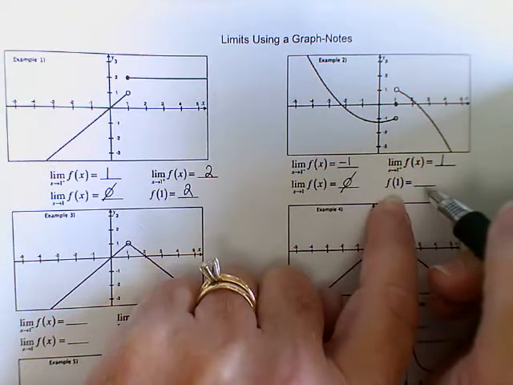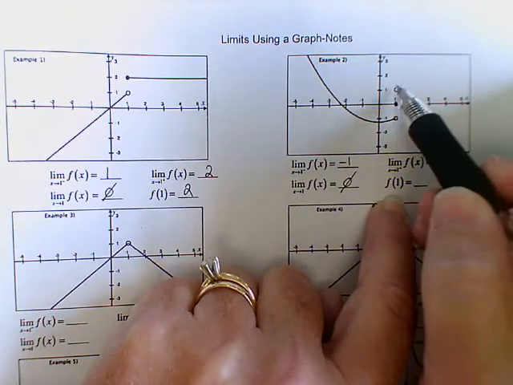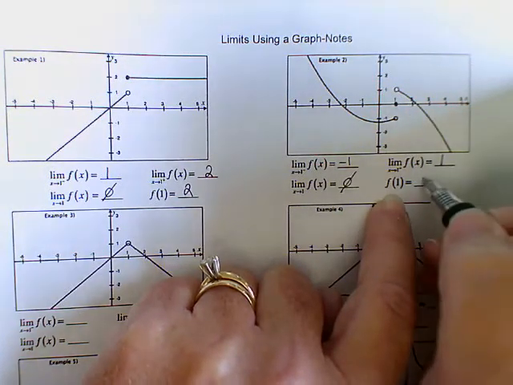F of 1 is the y value at that place. It's where the closed circle is. It's on the x-axis, so that is 0.